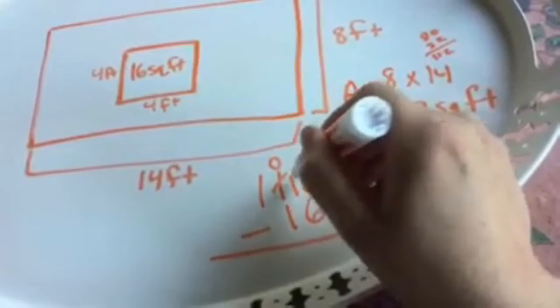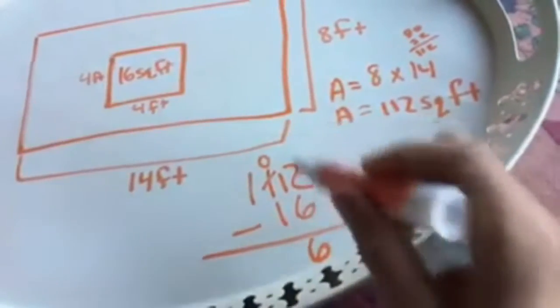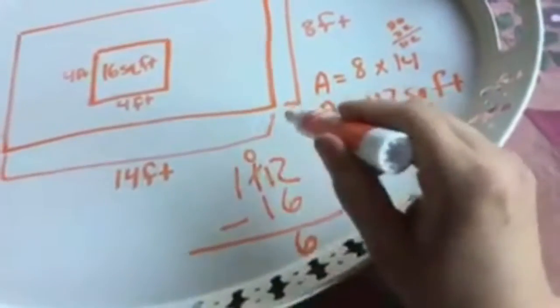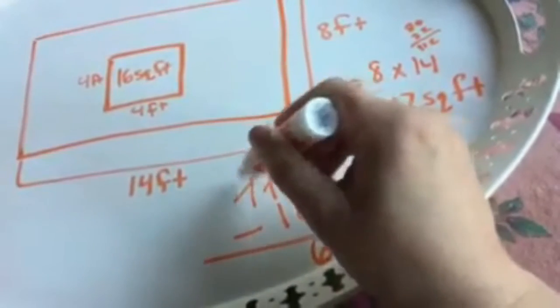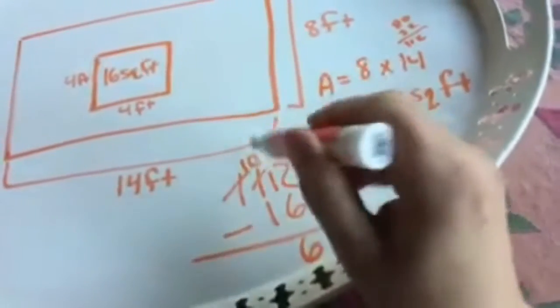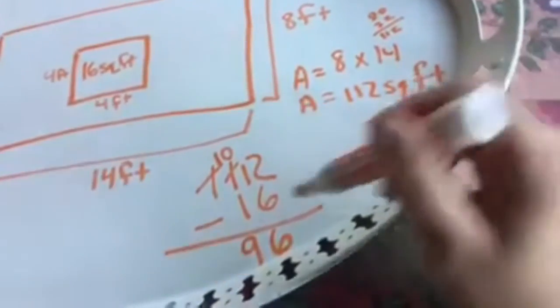I'm going to bring this 10 over here. Now I have 12 ones. I'm taking 6 from the 12. I get 6. Then I come over here. Oh no, I have a 0. Nothing to fear. I'm going to basically make some change. I'm getting rid of this 1, this 100, and I'm making 10 more 10s. I'll take 1 away, and I have 96 as my answer.